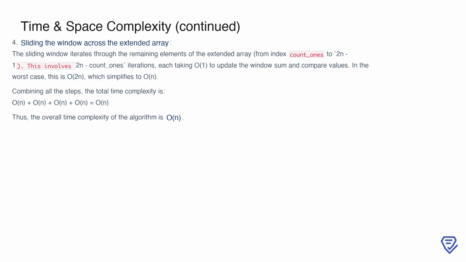When we combine the time spent on summing the array, extending it, initializing the window, and sliding it, we get O(n) plus O(n) plus O(n) plus O(n), which simplifies to O(n). This establishes that the overall time complexity of the algorithm remains O(n).